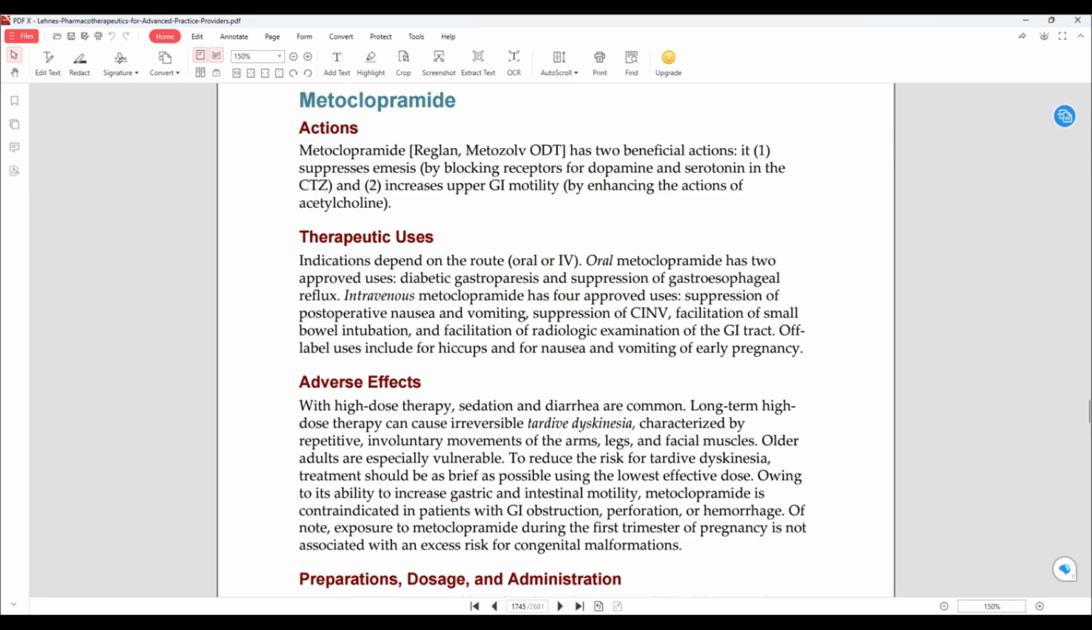So its therapeutic use. The indication depends on the route. Oral has two approved uses: diabetic gastroparesis and suppression of gastroesophageal reflux. In the IV route, Reglan has four approved uses: suppression of postoperative nausea and vomiting, suppression of CINV, the facilitation of small bowel intubation, and the facilitation of radiologic examination of the GI tract. Off-label uses include hiccups and nausea and vomiting in early pregnancy.